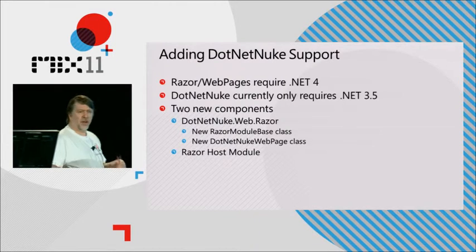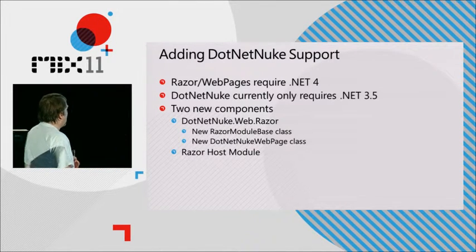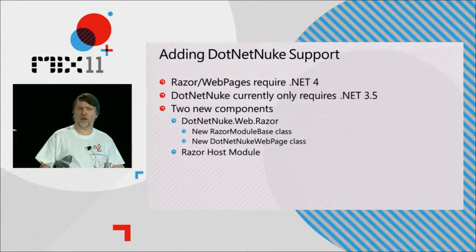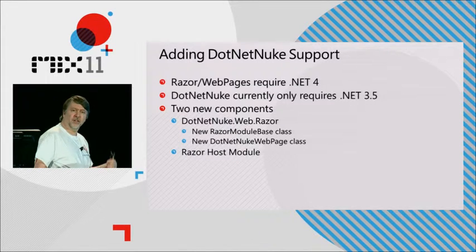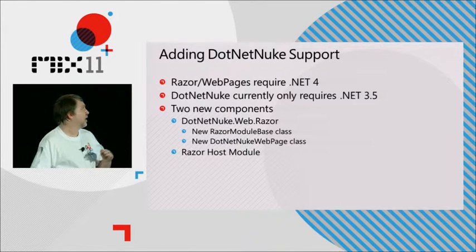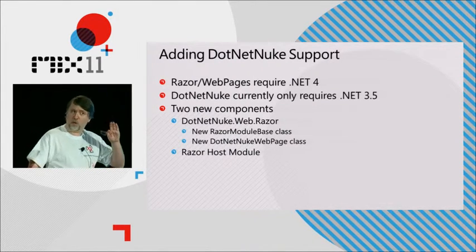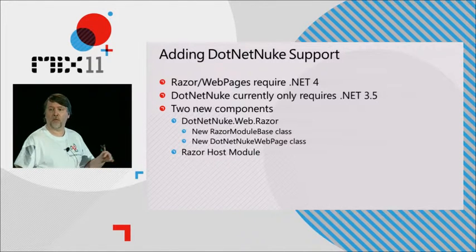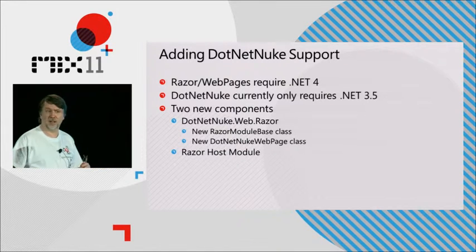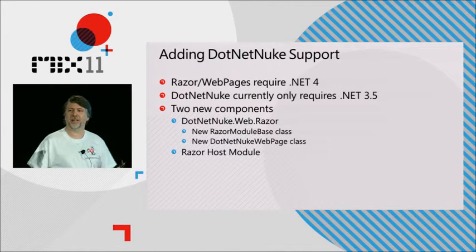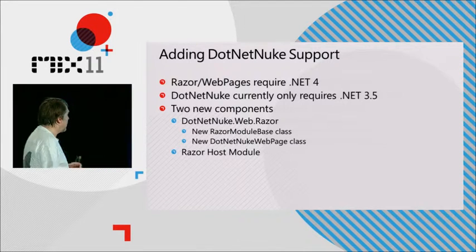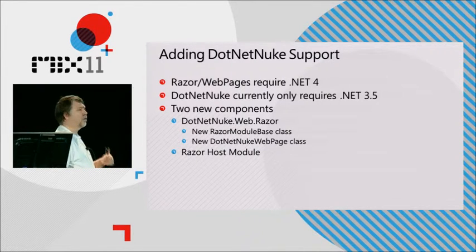So how do we add .NET support for Razor within DotNetNuke? Well, one of the biggest problems is both Razor and web pages require .NET 4. They have a dependency on .NET 4. DotNetNuke currently only requires .NET 3.5. And the latest statistics show that about 85% of all .NET websites are running on 3.5. Only about 10% are running on .NET 4, even though we're about a year since its release. So if we took a dependency on .NET 4, that would lock us out of 85% of the installed base out there. So we didn't do that, and so we introduced two new components.